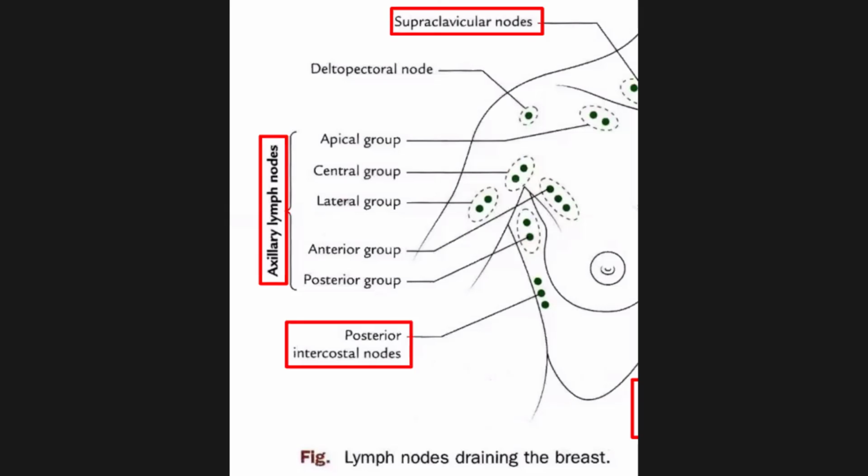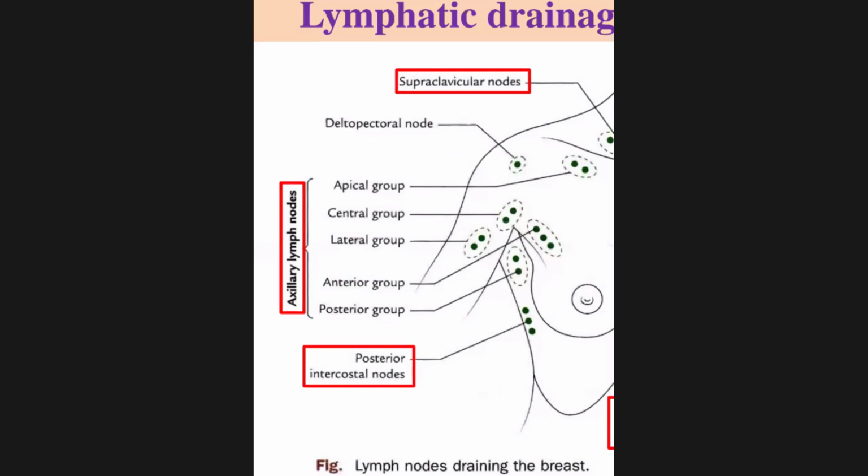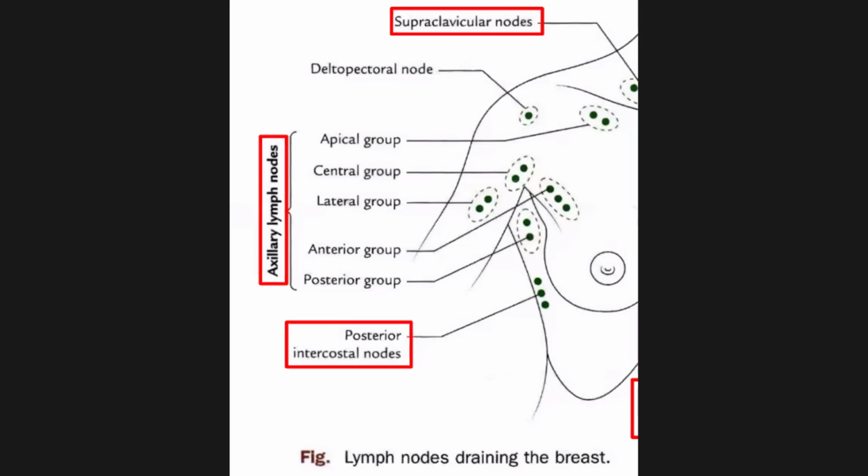In the axilla, the central group is in the center, the apical group is at the top, the anterior group is towards the anterior axillary fold, the posterior group towards the posterior axillary fold, and the lateral group on the lateral wall. So anterior group on the anterior wall of the axilla, posterior group on the posterior wall, lateral group on the lateral wall, and the central group in the center, and then the apical group. So the axillary lymph nodes are divided into different groups: anterior, posterior, lateral, apical and central. No medial group here.